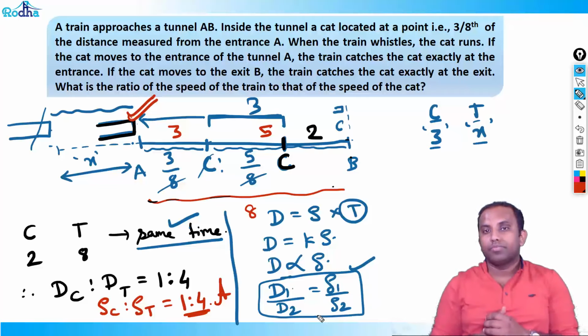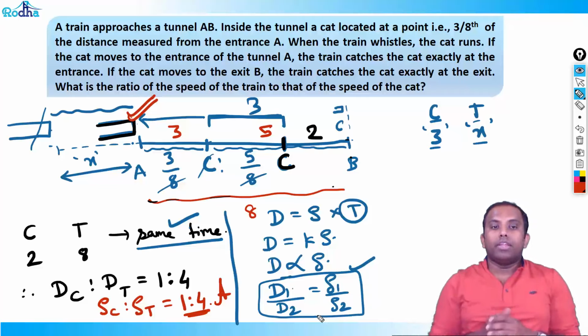That means if the ratio of distance is 1:4, then the ratio of speed is also 1:4. This is the answer for this question.